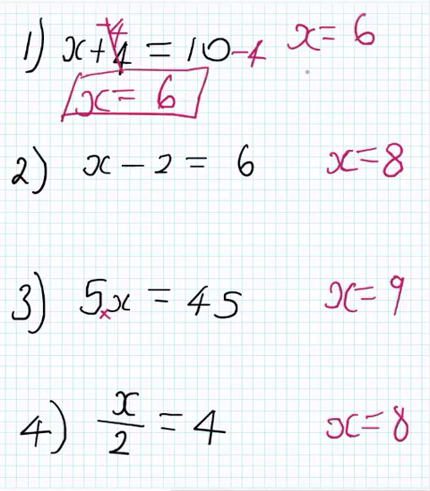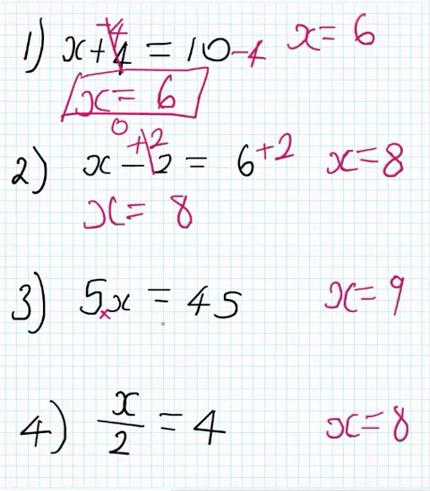Down here, X wants to be by itself, so there's one step we have to do. This 2 we have to get rid of. Now we can see this 2 is a negative 2, and the opposite of minus 2 is plus 2 to give us 0. And of course, we must plus 2 on this side. And so X will equal 6 plus 2 is 8.